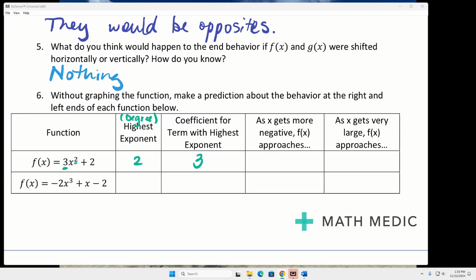Would this parabola be opening upward or downward? Upward. So on the left side, as x gets more and more negative, we're going to be still pointing up. The right side, as x gets bigger and bigger and bigger, we're going to be pointing up also.